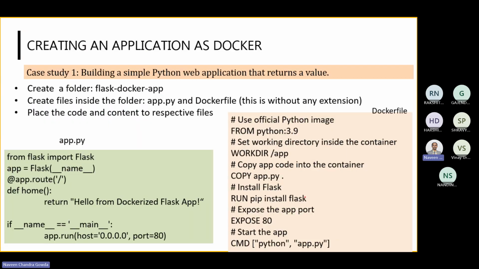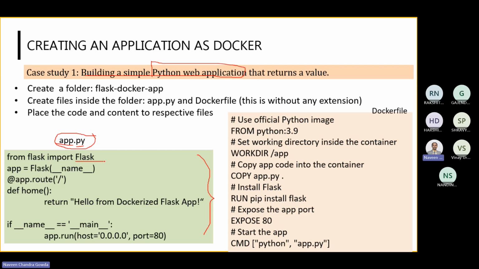Now let me take one case study here, guys. The case study is that I want to build a simple Python web application that should return a value. As I just told you, you need to have an app file with a .py extension, because I'm going to create a simple Python code here. What is it going to run? It is going to create one container. What kind of container is it? It is a web container. So I'm using Flask.